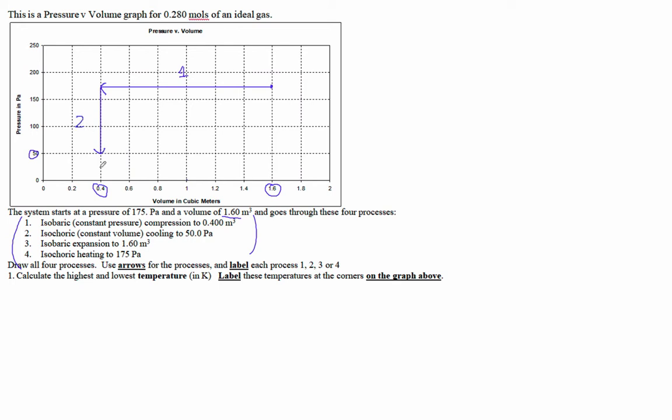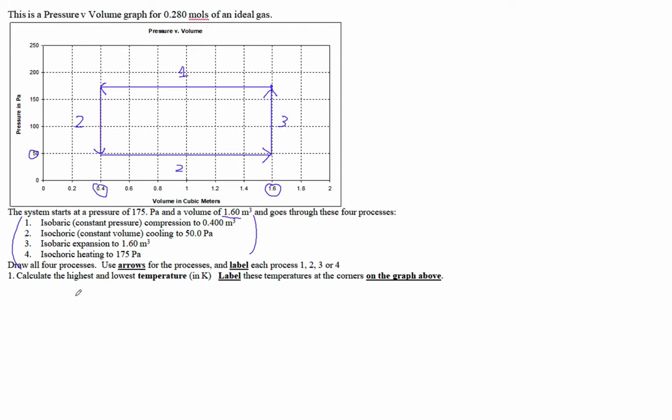That's process 2, right? Now let's see, isobaric expansion. So we're going to go back out to here. They're all rectangles, by the way. Oops, that's not quite as good. There we go. And then isochoric heating back up to return back to there. So this is process 2, and this is process 3.